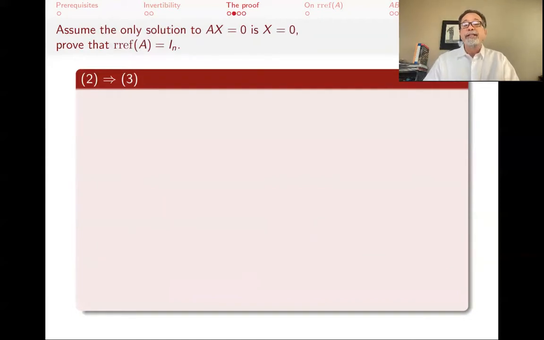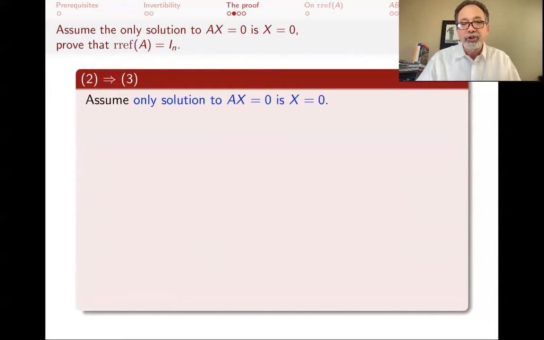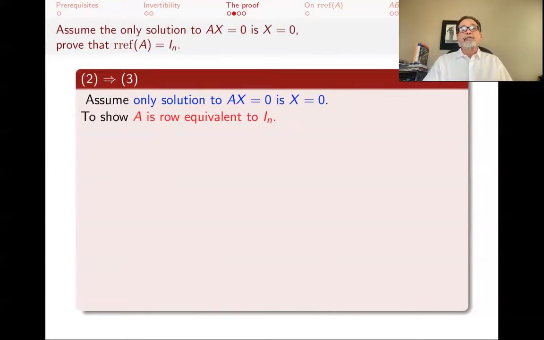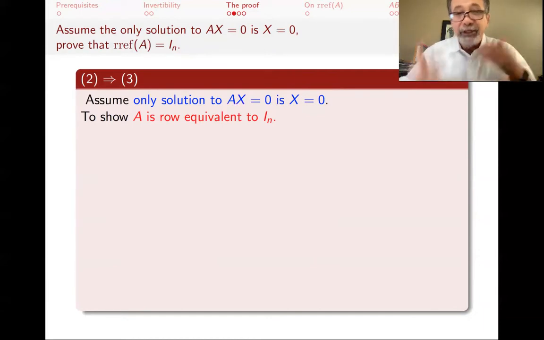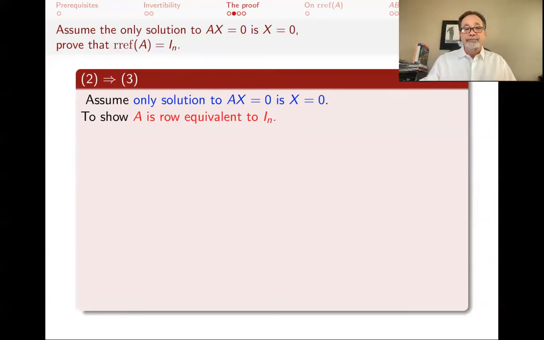So now 2 implies 3. This time, I don't know anything about invertibility. Still a matrix walks through the door, still square. But what I know now is that if I try to solve the system AX equals 0, this homogeneous system of n linear equations in n unknowns, then that has one solution and one solution only, and that's X equals 0. And I want to prove that the reduced row echelon form of A is the identity matrix. So assuming that the only solution to AX equals 0, I'm repeating myself, is X equals 0, I want to show that A is row equivalent to the identity, which means that the reduced row echelon form of A is the identity. If you do elementary row operations to A, you can get to the identity.